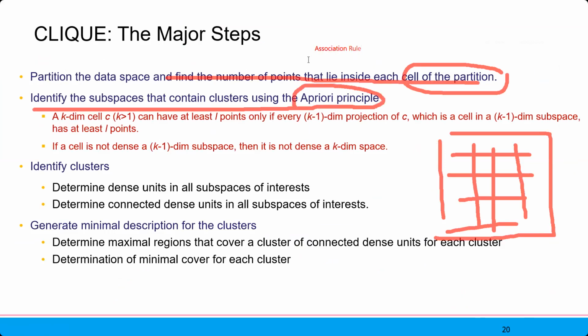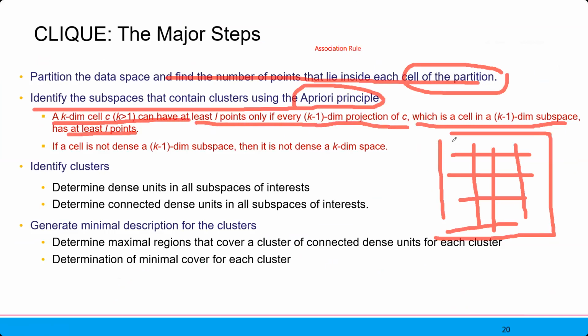So this is one algorithm. The a priori principle is the algorithm from the association rule. The idea is if the k-dimensional cell C can have at least L points only if every k minus 1 dimensional projection of C, which is a cell in the k minus 1 dimensional subspace, has at least L points. So the idea is the same.